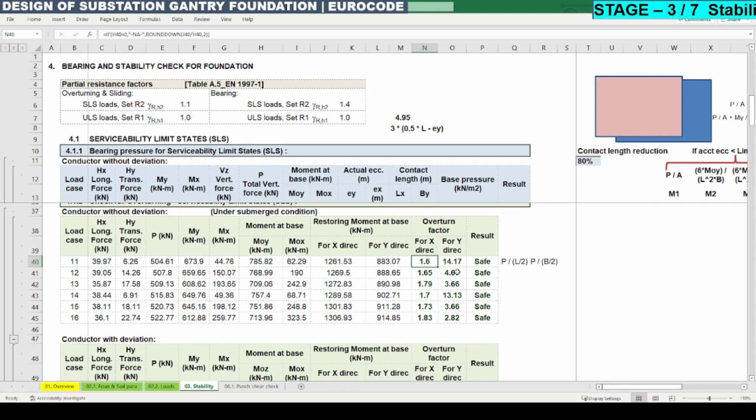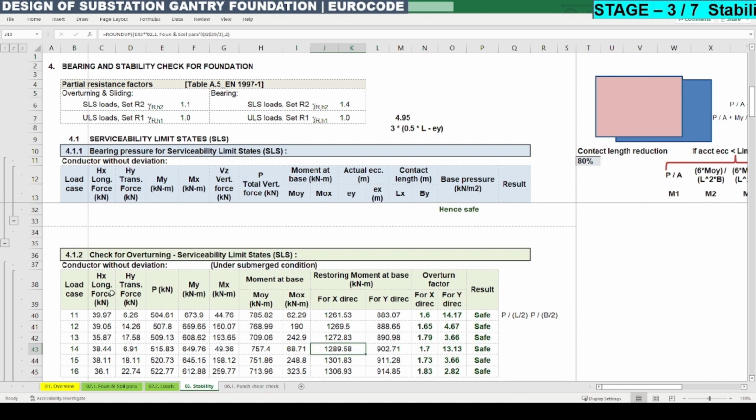So all these factors should be arrived at here in both directions, X and Y. If it is exceeding the value of the partial resistance factor as described here, then it is safe. So here you can see that 1.6 is exceeding the 1.1, so it is safe now. So we already have the overturning factor of safety as more than the required as per Table 5 of EN 1997. So this is all about the overturning check.